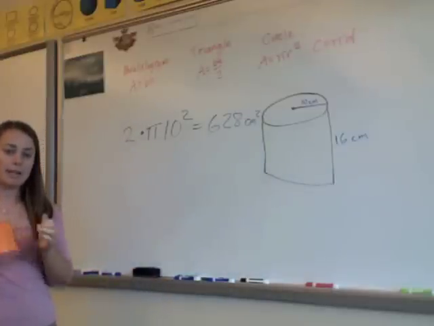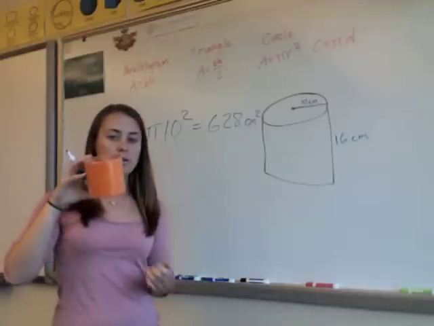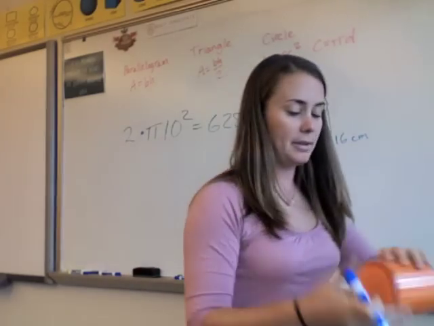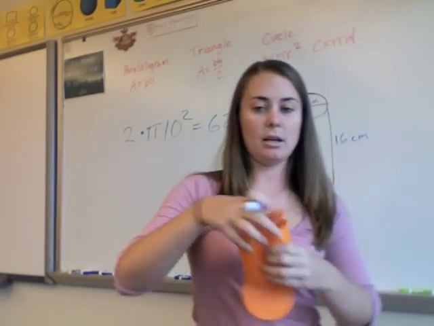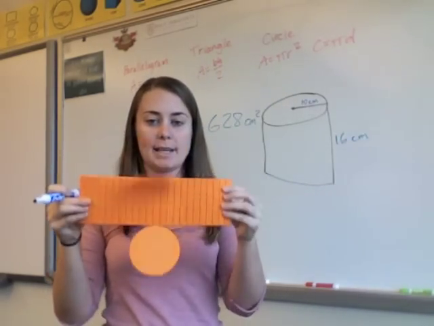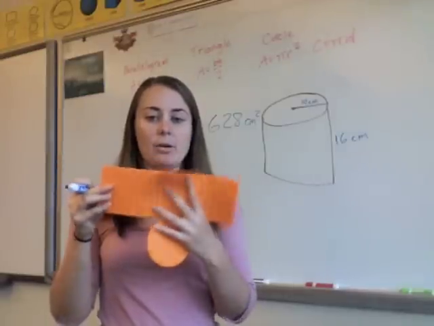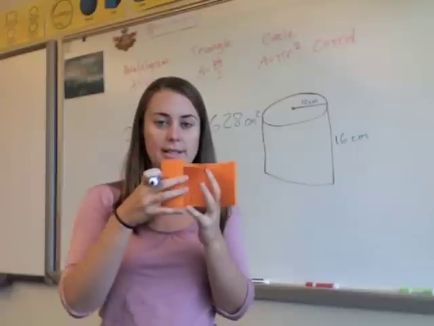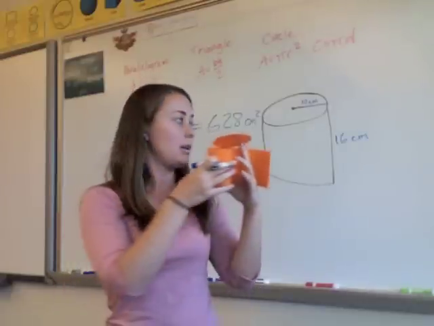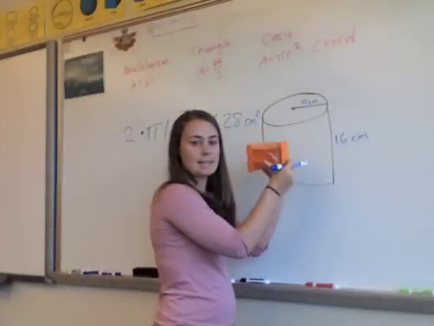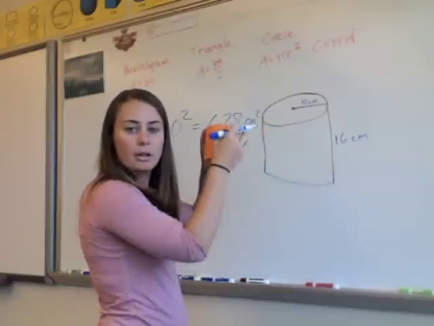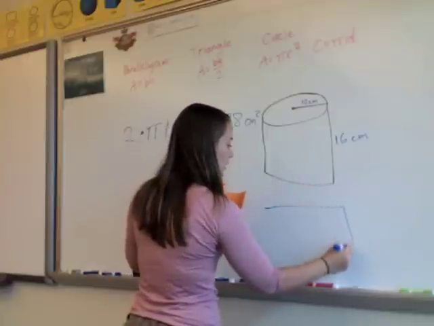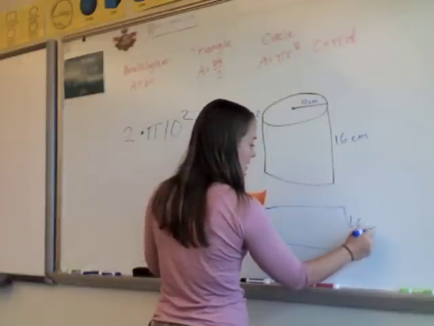Now the hard part is the side. I'm going to show you this again so you really understand what we're doing here. If I remove this inside part and unroll the side, you see the side is a rectangle. Now this side of the rectangle is the height of my shape. See how it was the distance between the two bases right there? Here it is over here. That's the 16. I wrapped it up, the 16 was right there, and I unwrapped it, and it's right there. So the height of this rectangle is 16 centimeters.